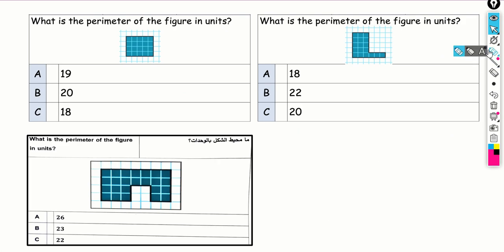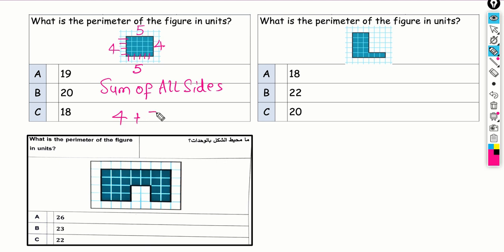Now the next topic we have is perimeter. I think all of you have done a lot of practice, so I will not take much time here. But perimeter is the sum of all sides. So count here, 1 2 3 4, 1 2 3 4 5. So this side is 5, it is a rectangle. This will be 5, this is 4, 4. Now what is a perimeter? Sum of all sides. So you add all of them: 4 plus 5 plus 4 plus 5. That's all you have to do.